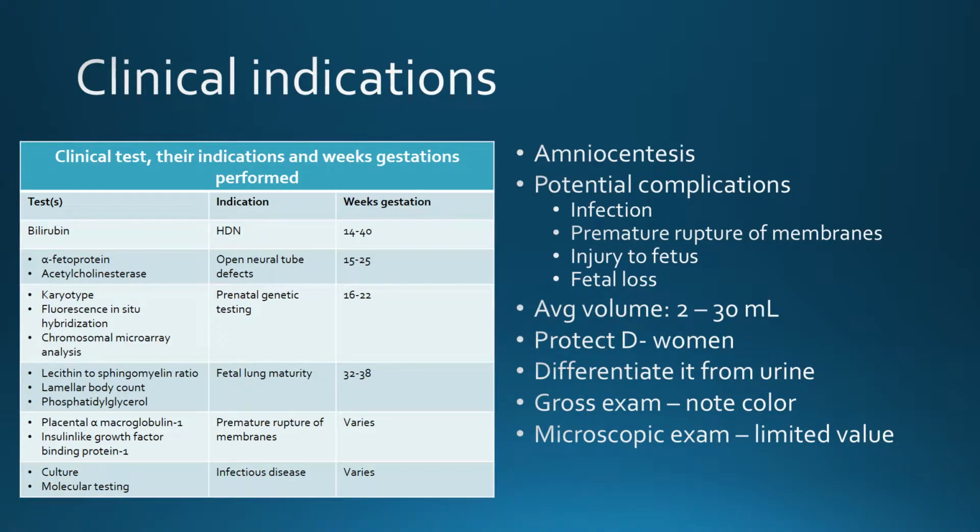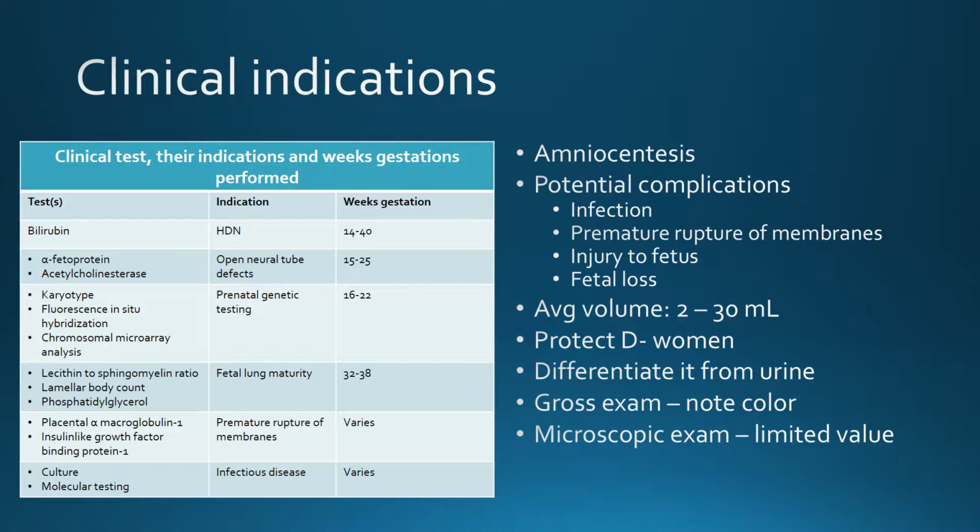Why would we collect amniotic fluid? Amniotic fluid is collected by amniocentesis. I'm sure you've heard that word, but the process actually has some pretty significant complications that could occur. You do have to penetrate the membranes, so therefore you are risking their primary purpose. The potential complications include infection, premature rupture of membranes, which would mean premature birth, injury to the fetus, and even miscarriage, fetal loss. So having a reason to collect these things is important.